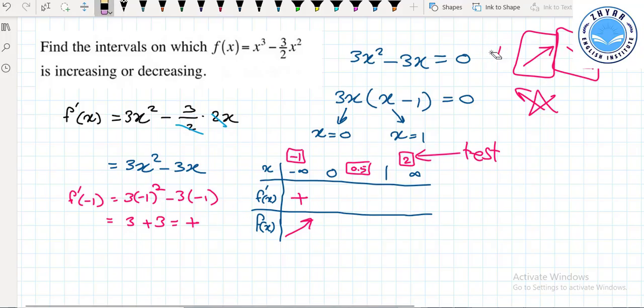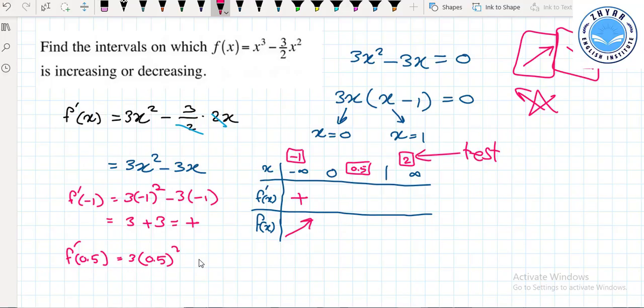Now, let's input the next test number, which is 0.5. So f prime of 0.5 is equal to 3 times 0.5 squared minus 3 times 0.5. If we do this, remember to use a calculator since it's allowed.